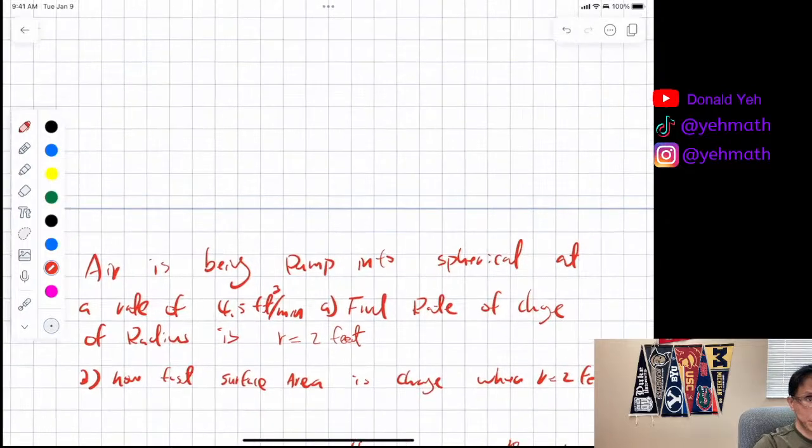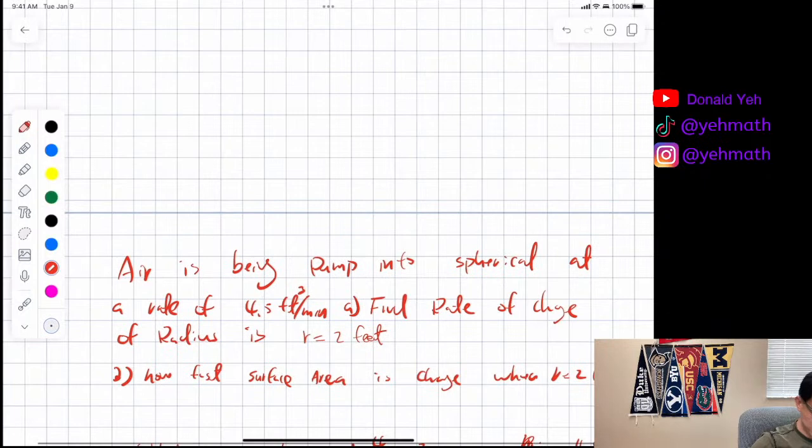Okay, air is being pumped into the spherical balloon at a rate of 4.5 feet cubed per minute. Find the rate of change of the radius when r equals 2 feet. How fast is the surface area changing when r equals 2 feet?